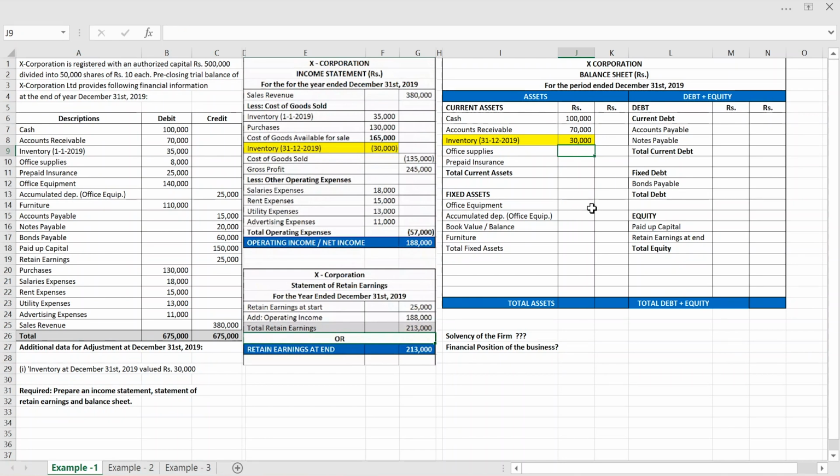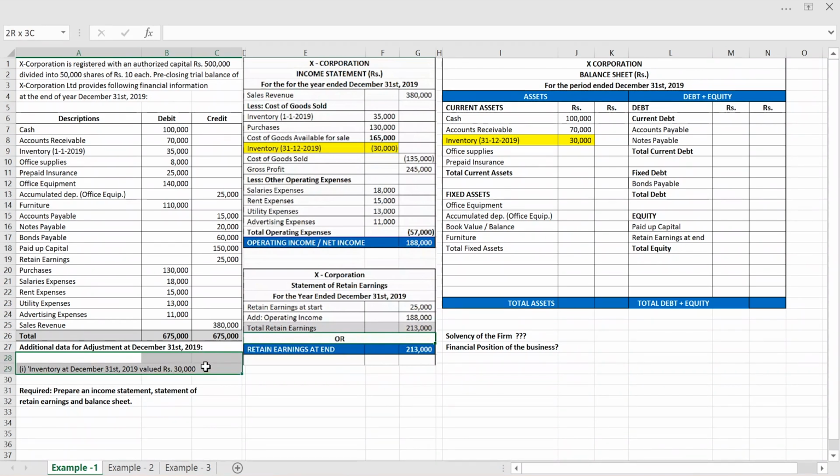You can see I have also highlighted the closing inventory in yellow. Why? Remember one thing: if anything is given in additional information at the end of the accounting period, that is December 31st, 2019, as you can see the closing inventory is given in the adjusting data, it always affects two sides of the accounting equation, that is the left-hand side and the right-hand side.